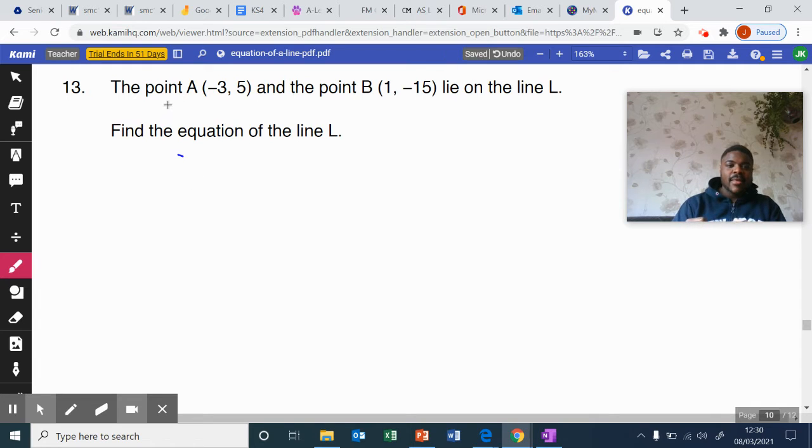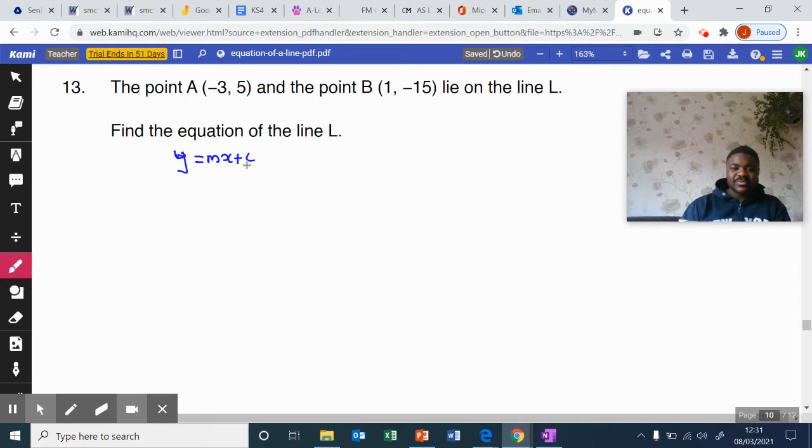We have the point A, (-3, 5), and the point B, (1, -15), which lie on the line L. Find the equation of the line L. Well, let's start off by writing y = mx + c. Yes, that first part is a y, just written quite badly.